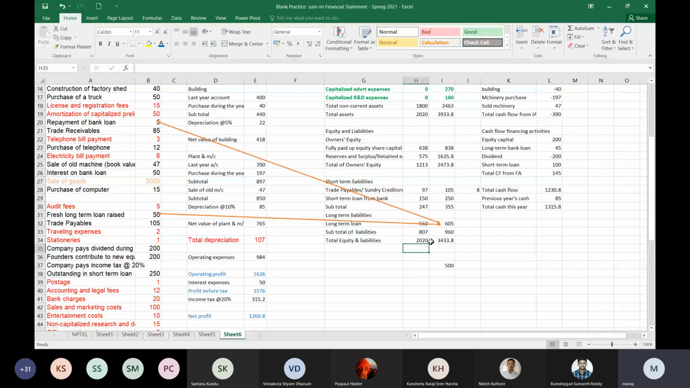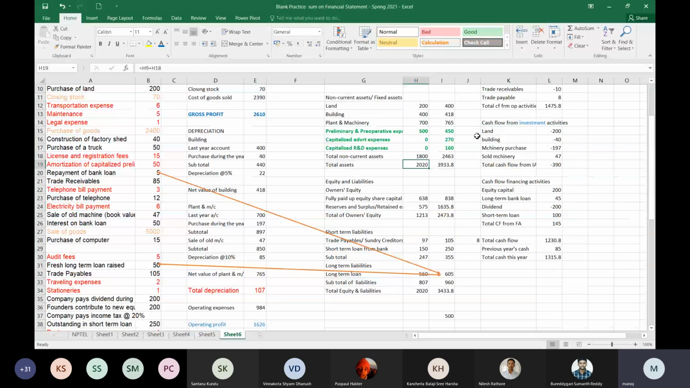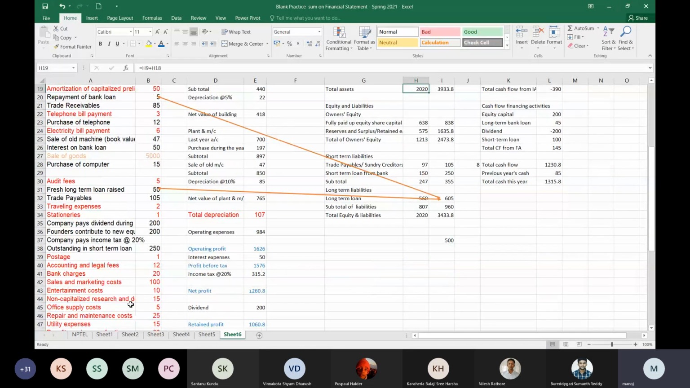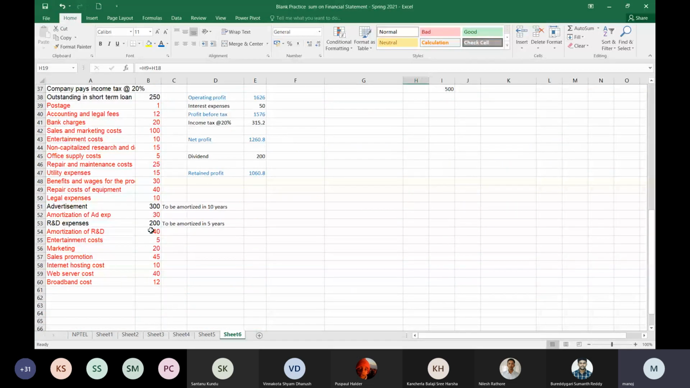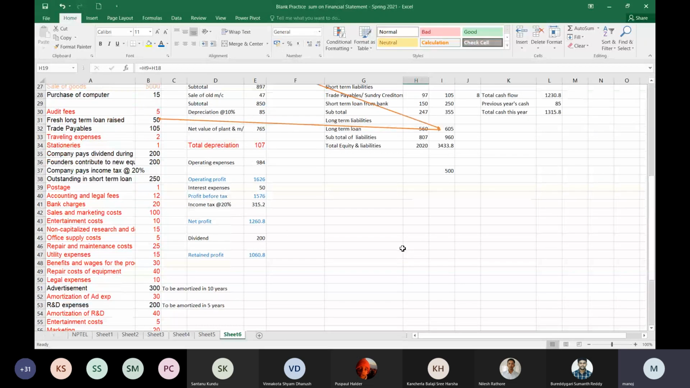So it is pretty good, meaning 2020 and 2020. Last year it is fully balanced. This year we made a mistake. Land, building, plant machinery, preliminary, capitalized advertisement expenses 270, capitalized R&D expenses 160, depreciation has gone there. So this 500 is from here. It's from here. So did we make a mistake somewhere? Yes. We have not considered that in the cash flow statement.